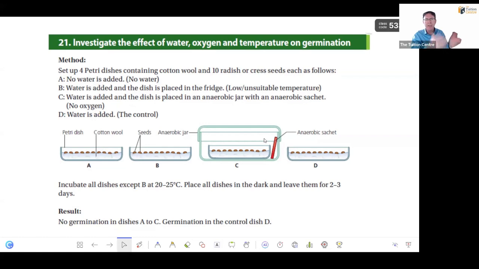Negative controls are where we take away the thing we're testing. So what we're testing is the effect of water, oxygen, and temperature. So what you're doing is taking away the absence of those, if you like. Think about it that way.